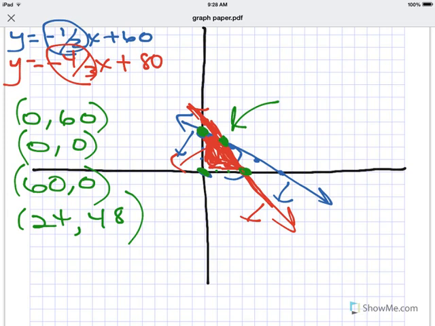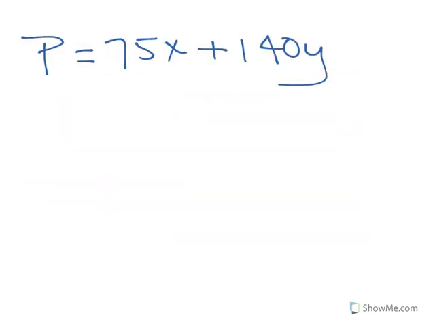Now we have 4 vertices. This is where our profit equation comes in. You take those vertices and you plug them into your profit equation. So let's go back and find our profit equation. Our profit equation was P equals 75x plus 140y. So when I do the 0, 60, I'm simply plugging 0 and 60 in.